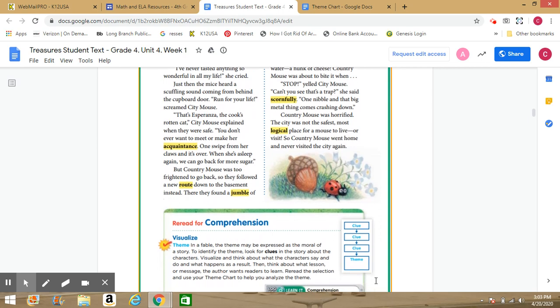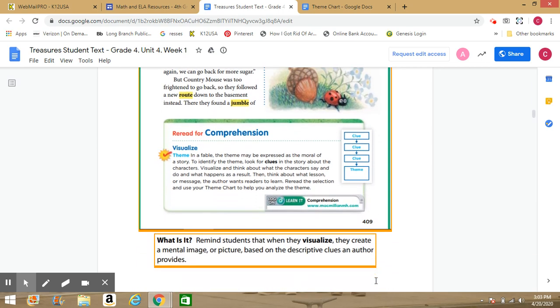So now what we are going to be doing, boys and girls, is we are going to reread for comprehension. And while we are rereading for comprehension, we want to use this strategy, and the strategy is to visualize. When you are reading a story, the author is going to give you a lot of details that help you create a mind movie, a picture in your brain, so that you understand what is happening in the story. And that's going to help us with our skill, theme.